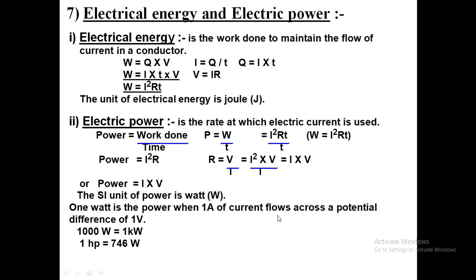Generally, watt is a very small unit. So we use some other practical units like kilowatt as well as horsepower. If you see train engines, the power of an engine is written in terms of either kilowatt or horsepower. What is kilowatt? Kilowatt is nothing but 1000 watt. Kilo means 1000. So 1000 watt is 1 kilowatt. Similarly, 1 horsepower is 746 watt.